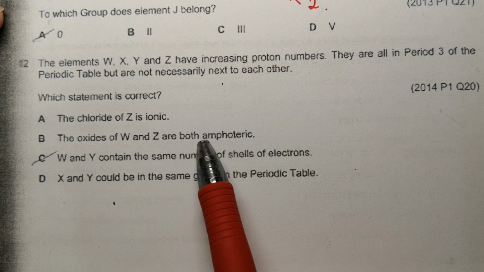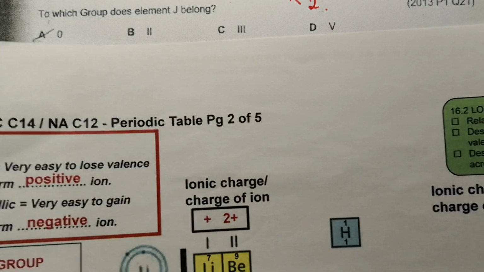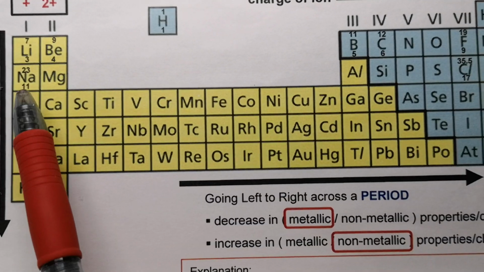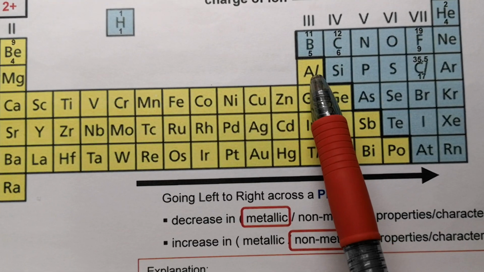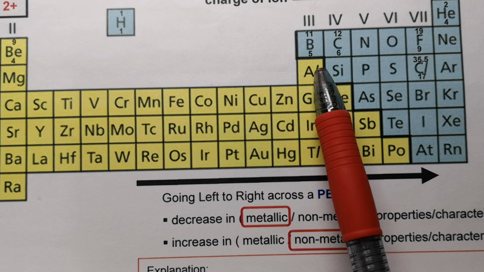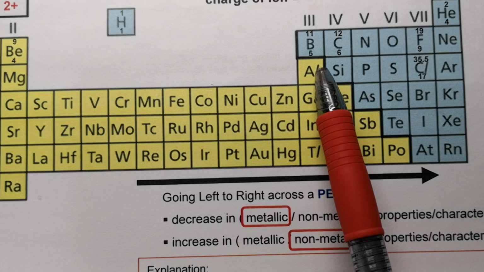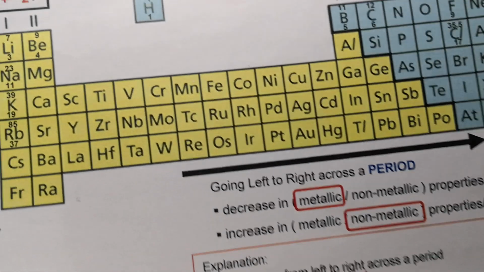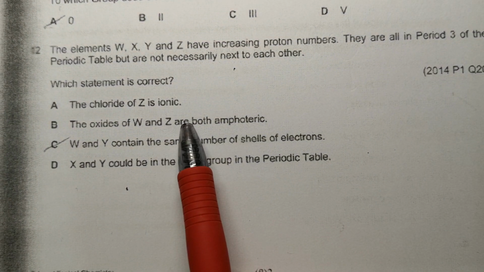Oxides of W and X are both amphoteric. Oxide of W and Z. So if you look at this W and Z group, period 3, right? Period 3, the only amphoteric is aluminium. Aluminium oxide is amphoteric. The other two will be zinc and lead. Zinc and lead, they are not here. So there can only be one amphoteric. Cannot be 2. So B is wrong.